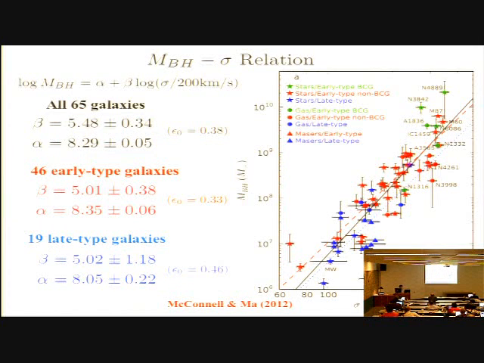So we have 4 detections, 1 upper limit. They contribute to this new compilation for the M black hole sigma relation. Here, like in the Göttingen paper, we color coded the galaxies by late type in blue, and early types are the red and green points. But here, to highlight BCGs, we were curious to know if BCGs are different animals, so we color coded BCGs by green.